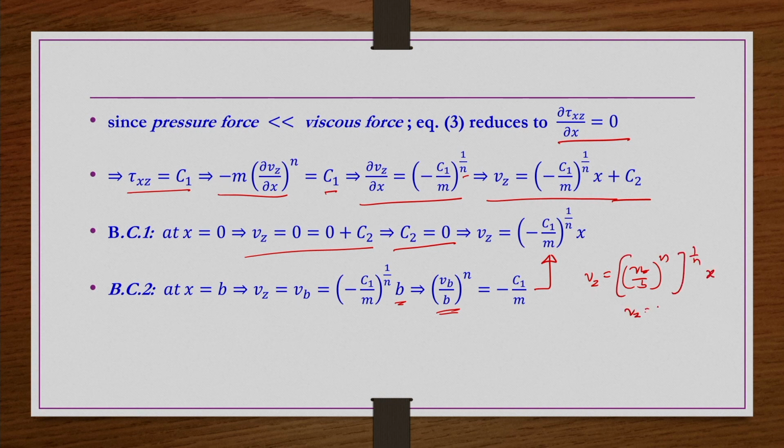So, Vz is equal to Vb by b x. Here also you are getting a linear profile, and the profile is exactly the same as in the case of a Newtonian fluid. What does it mean? It means that if the fluid is Newtonian or power law fluid, and the confinement is very narrow, then the velocity profile is going to be linear in either case. But it does not mean that the temperature profile is also going to be the same. Definitely it is going to be different, and how different it is, that we are going to derive now.